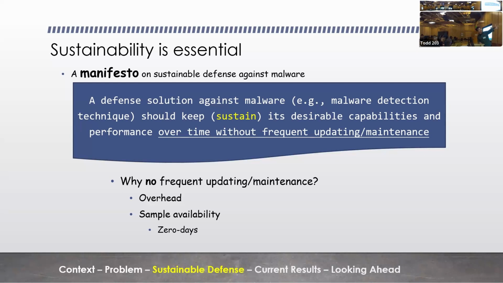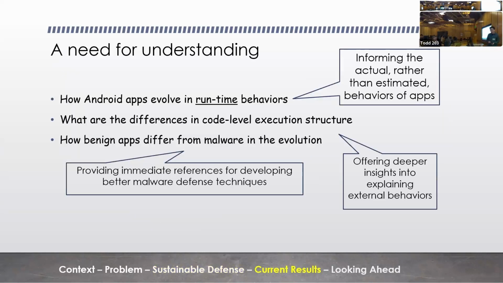That's why we define sustainability like so. We are assuming something realistic, something that is real in practice: you cannot frequently update the model. As I explained before, why can't you? Because of the overhead, but more importantly, because of sample availability. You cannot get the samples. So that's why we want to develop sustainable defense. Our approach is this: when Android applications keep evolving, the malicious behaviors in some of the applications are changing with respect to some features, but not to all of the features.